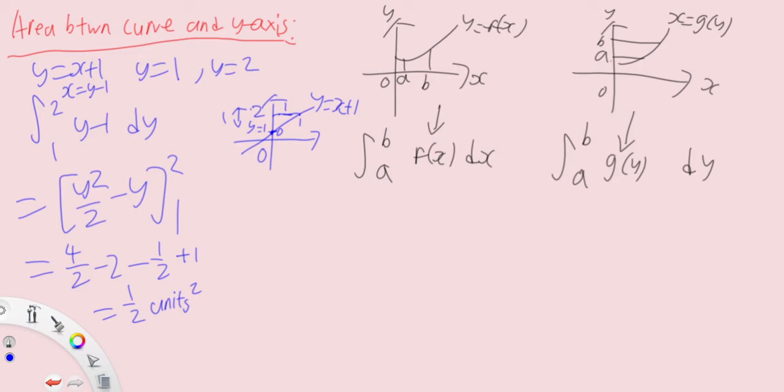Is this the only way to find the area between the curve and the y-axis? Answer is no. There's actually another way of doing it. So if I draw the same graph, so this is again 1 and then 2, right? So this is the area we want. If I just draw it downwards, what do you notice? I get a rectangle, right?